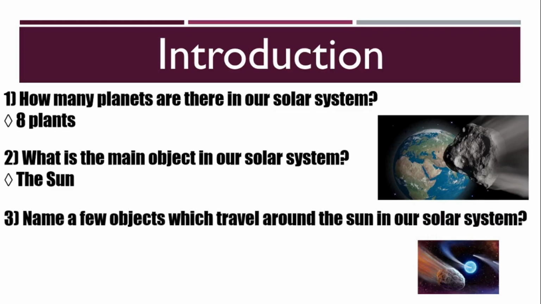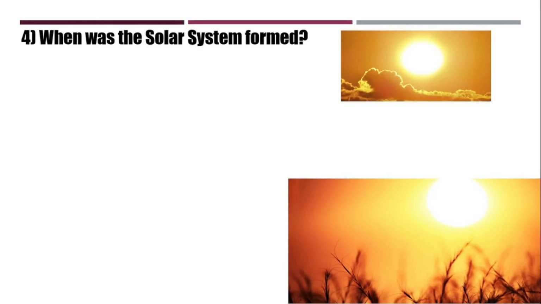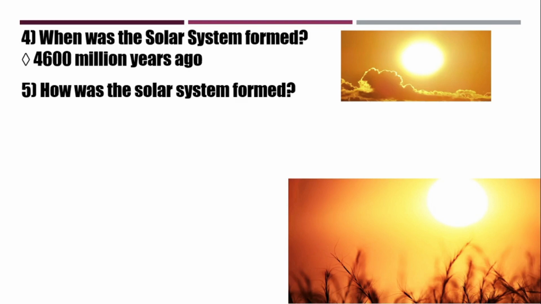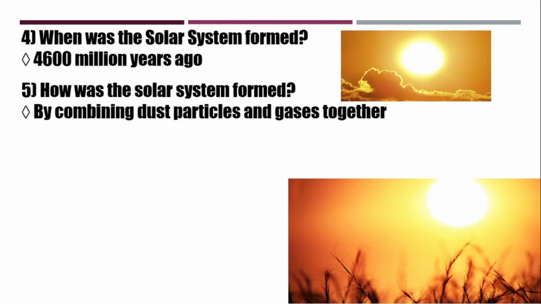Question number 3. Name a few objects which travel around the Sun in our solar system. Asteroids, planets, and comets. Question number 4. When was the solar system formed? It was formed 4,600 million years ago. How was the solar system formed? The solar system was formed by combining dust particles and gases together.